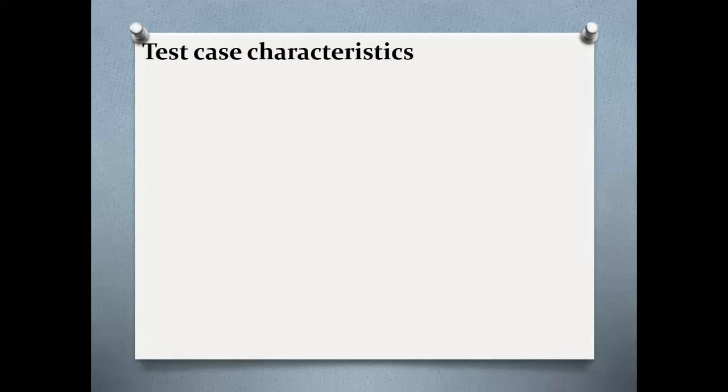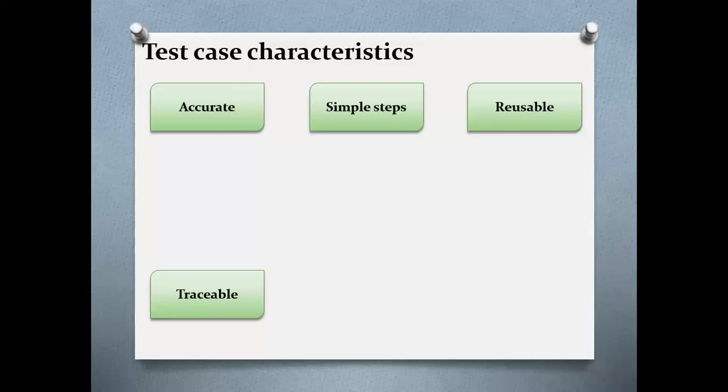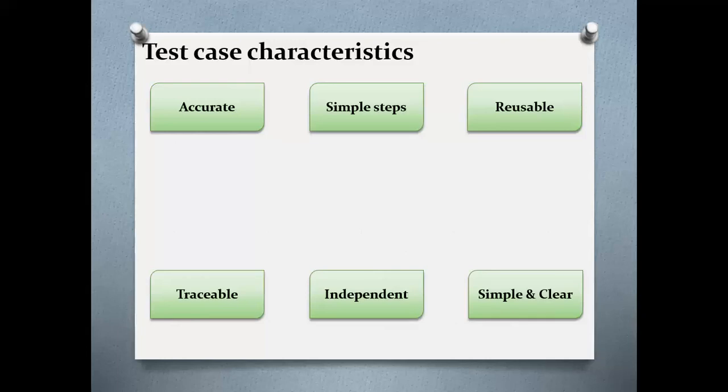A good test case has certain characteristics. It should be accurate and test what it is intended to test. No unnecessary steps should be included in it. It should be reusable. It should be traceable to requirements. It should be independent, that is, you should be able to execute it in any order without any dependency on other test cases. It should be simple and clear. Any tester should be able to understand it by reading it once.